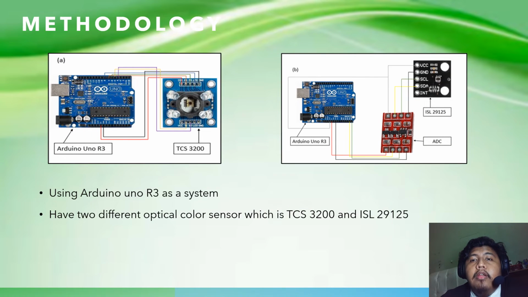Based on the figure shown, I will use two Arduino systems. In figure A, I will use the TCS3200 and Arduino Uno R3 for one system. For the other system, in figure B, I will use the ISL29125 with the Arduino Uno R3 and an analog digital converter.